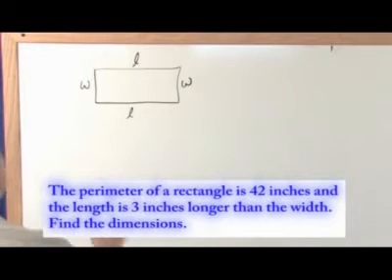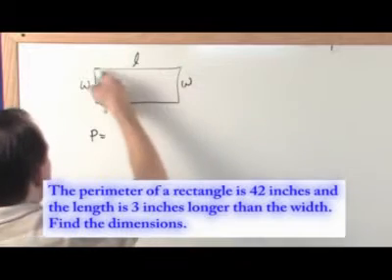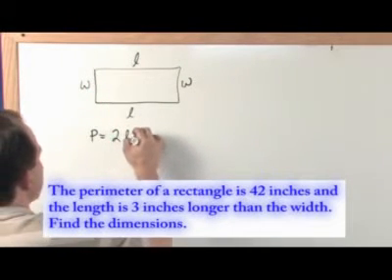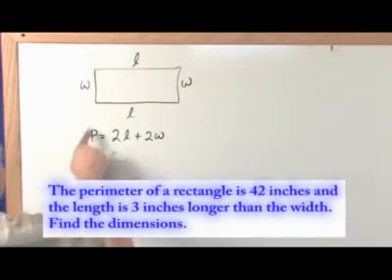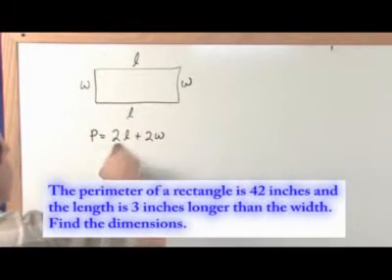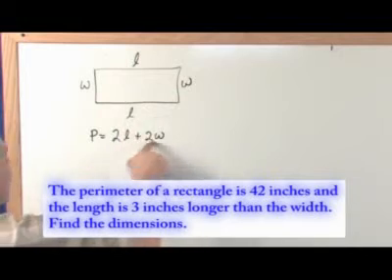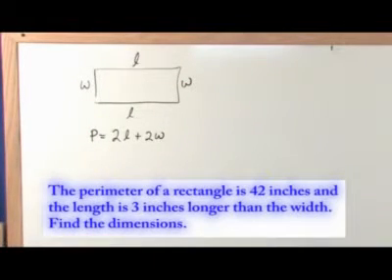Now, we know that the perimeter of a rectangle is going to be equal to the total length all the way around, which is 2L plus 2W. Now, if you don't quite see that or remember that from geometry, it kind of makes sense. It's the total length all the way around. So 2 times L is going to be this plus this, and 2 times W is this plus this. So if I add all of this together, that gives me the perimeter.